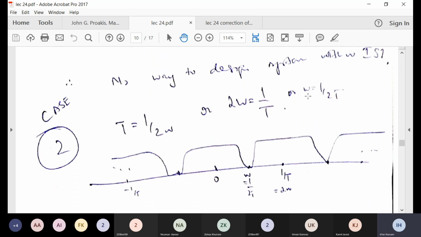Now what will be case 2? In case 2 we say, alright, T is not less than 1 over 2W, rather T is equal to 1 over 2W.